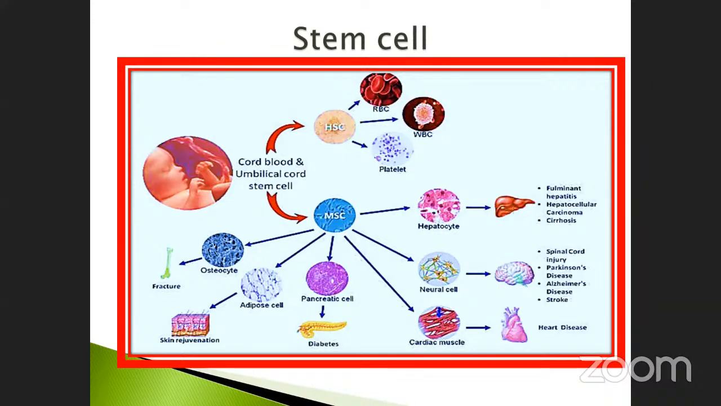And also these are the parts where we can do rejuvenation. That is very, very important. We can produce cardiac muscle cells. Some cardiac diseases can be cured by this stem cell implementation. That is very, very important.